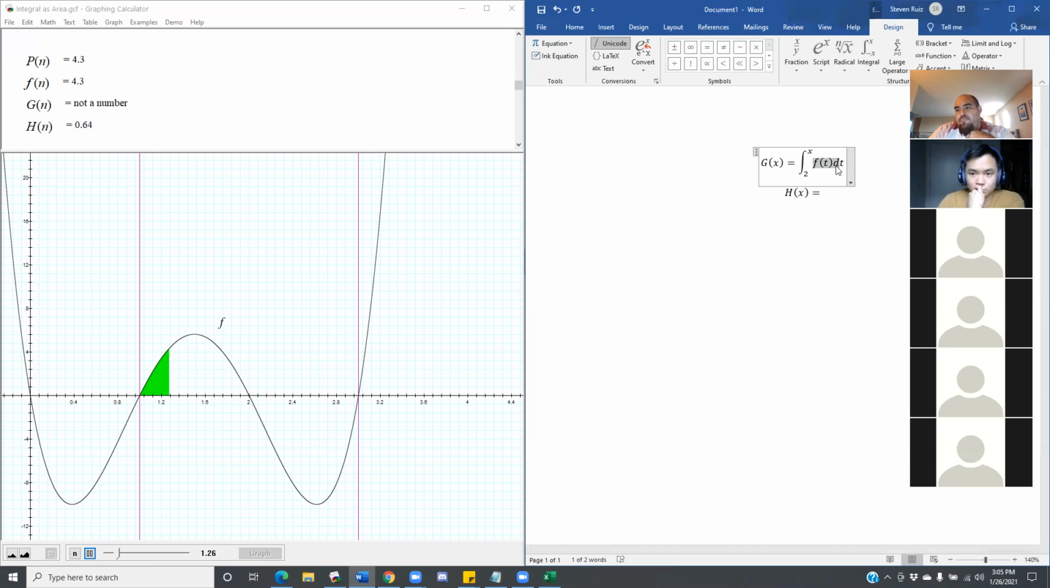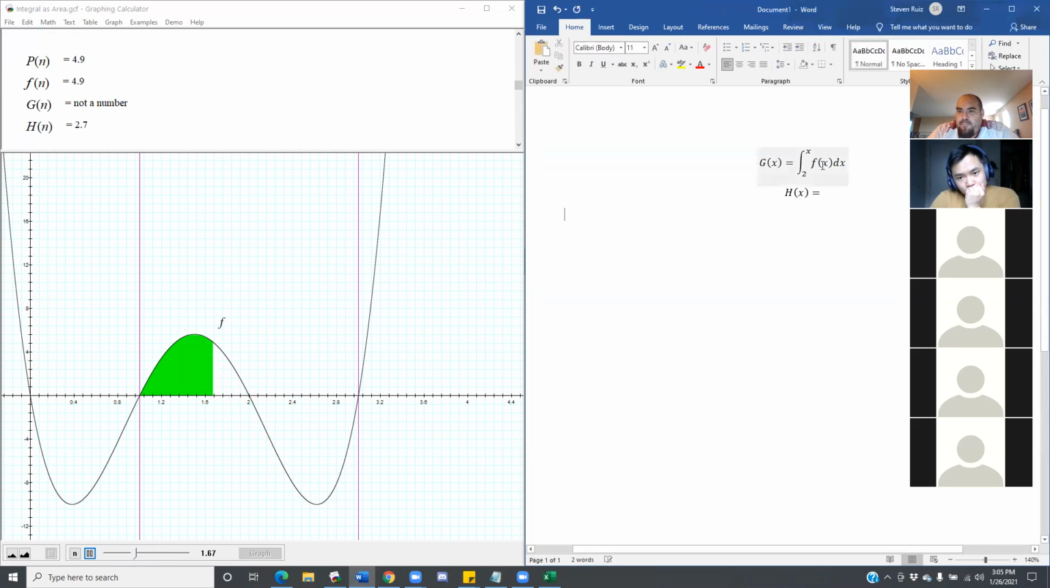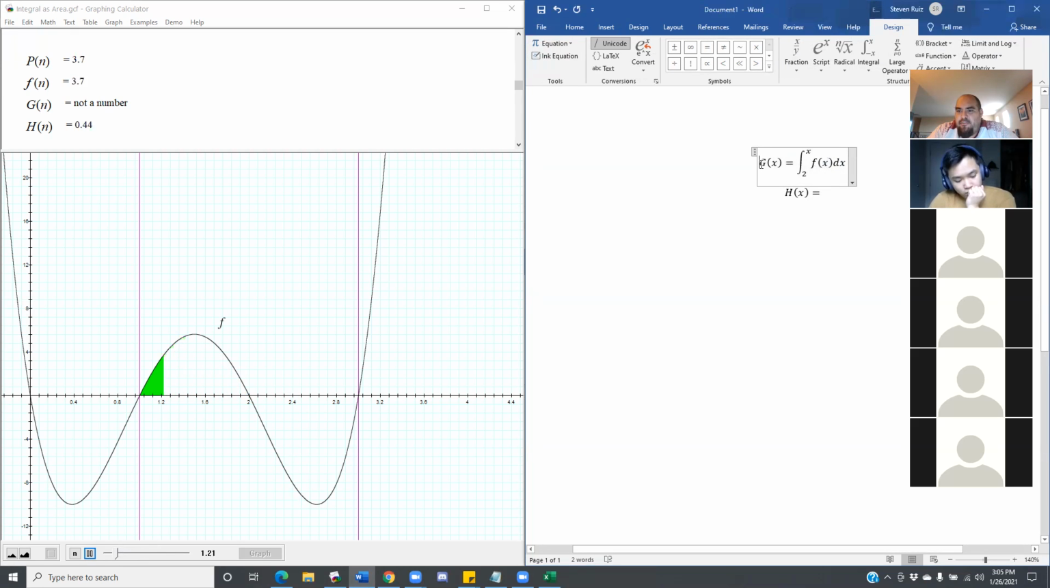Wouldn't it just be 0? No, it wouldn't just be 0. But let's do this. Let me put it back to f of x dx. So in this function, what does x represent? What is x doing?